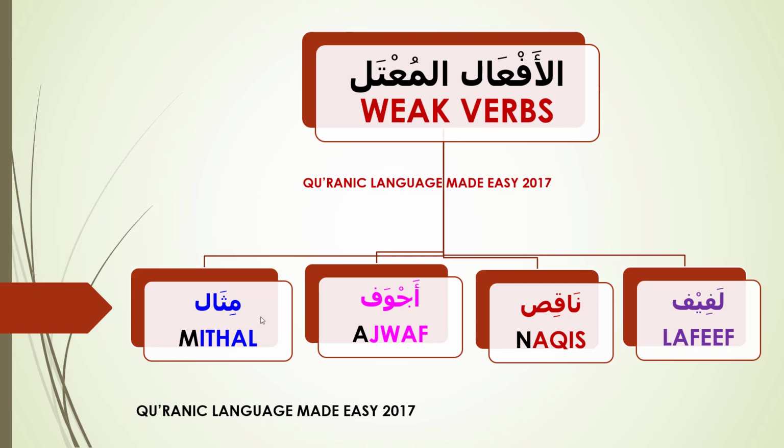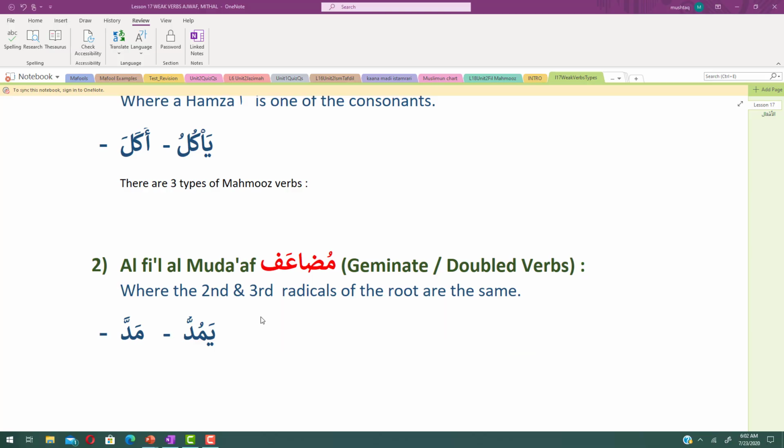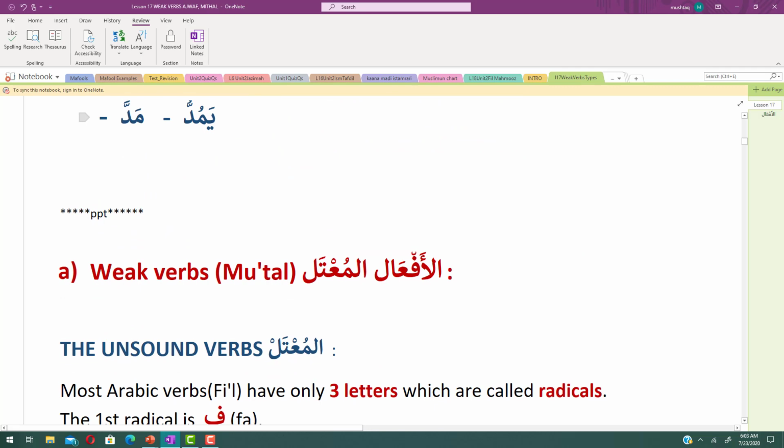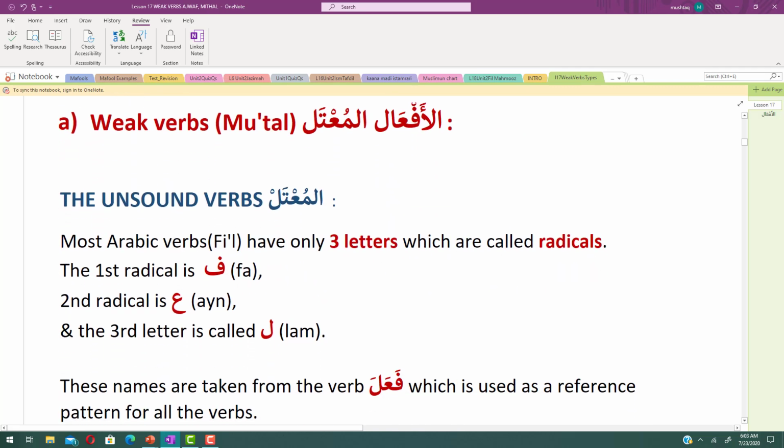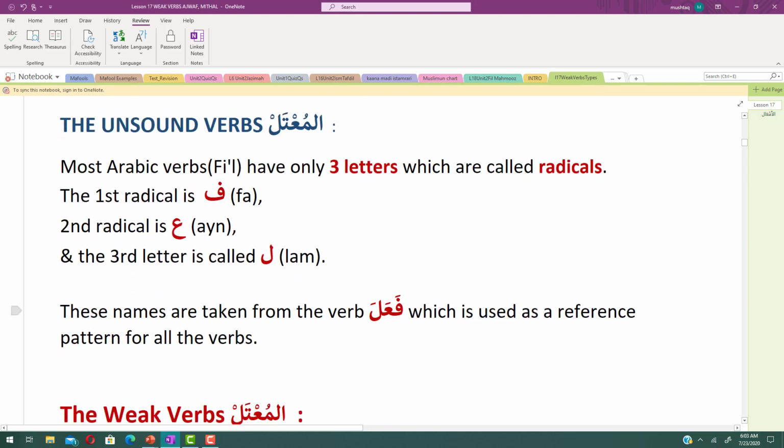Now, the third type is al-af'al al-mu'tal, the weak verbs. The weak verbs or unsound verbs are the verbs which have a weak letter in them. What are the weak letters? Alif, waw, and ya, right? Most Arabic verbs have only three letters, which are called radicals. The first radical is fa, the second radical is ain, the third radical is lam. These names are taken from the verb fa'ala, which is used as a reference pattern for all the verbs.